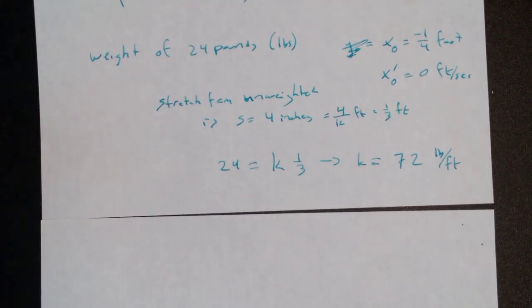Now, for every spring, that constant is different. It depends on the material the spring is made from, the size of the wire, the tightness of the coil, the rigidity of the material. There's all sorts of stuff that goes into calculating this beforehand. I'm not going to do any of that. I'm just going to measure it by putting weight on it.